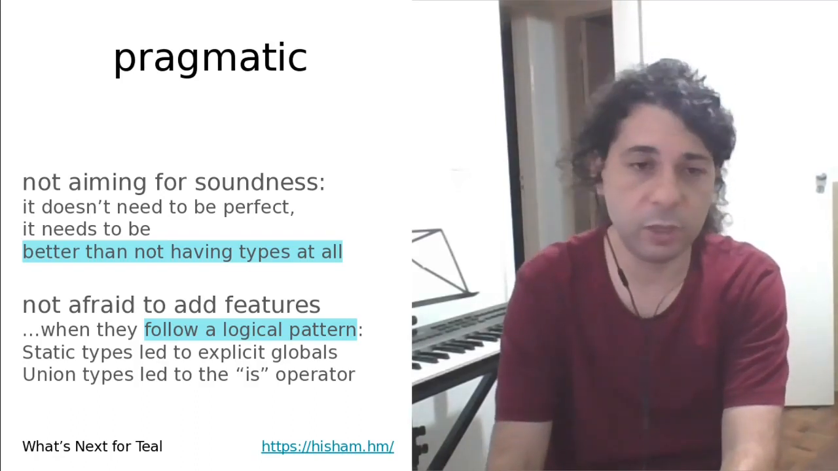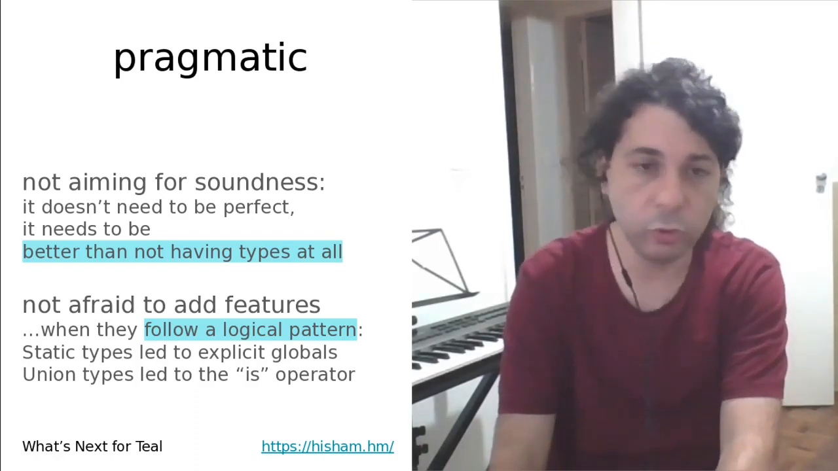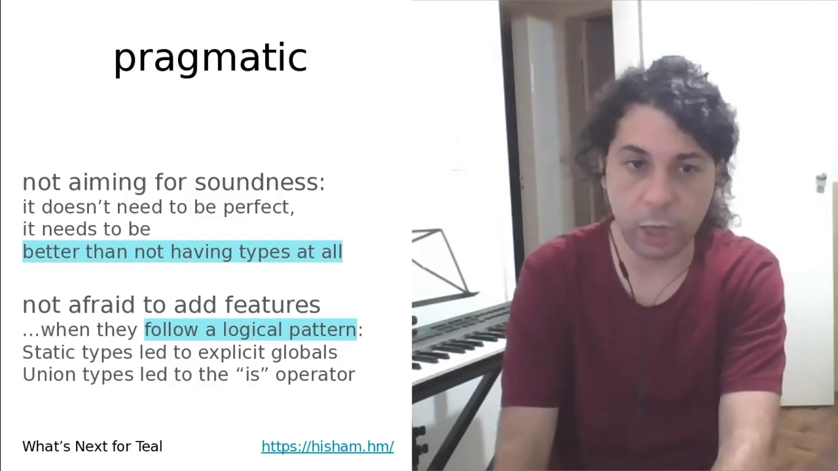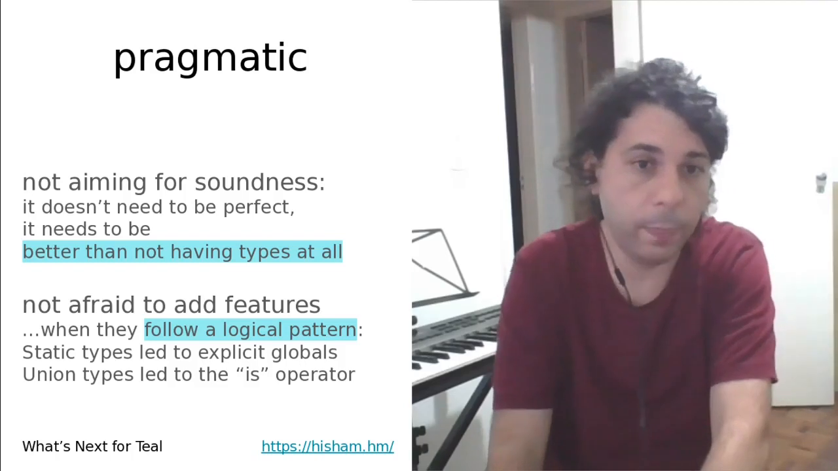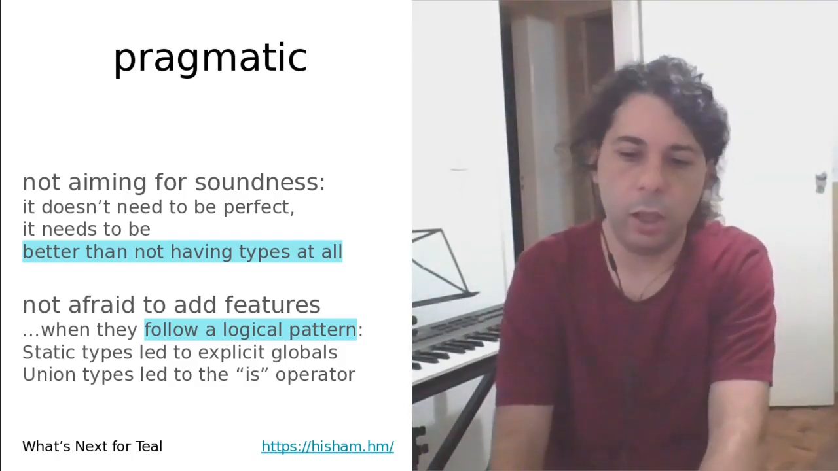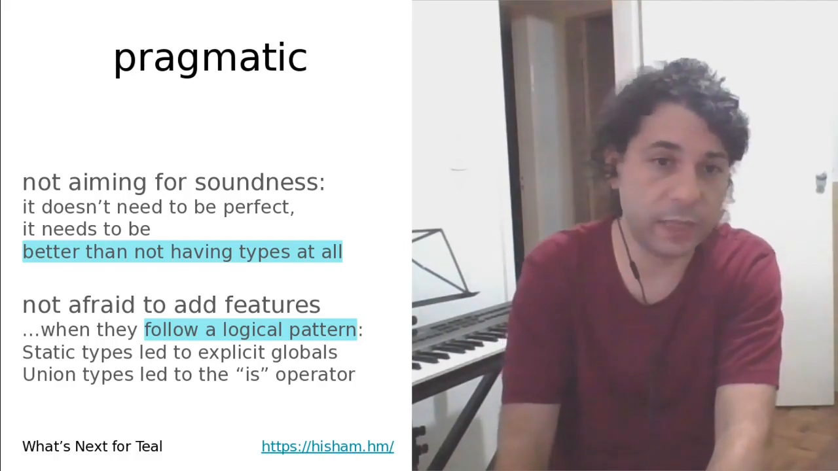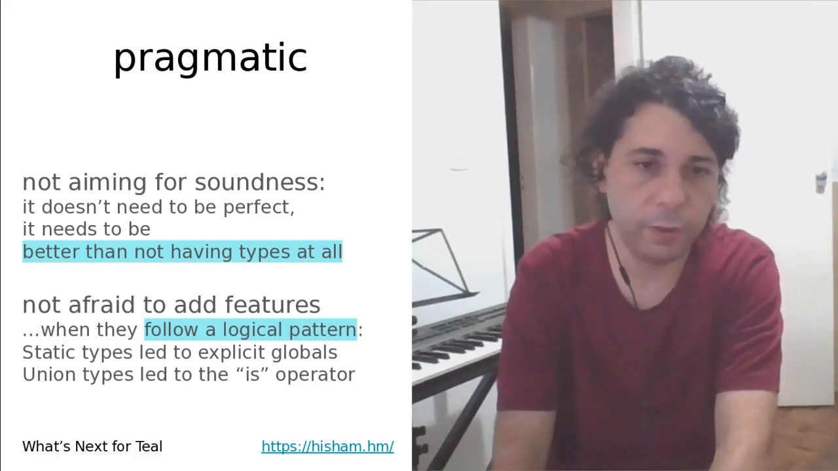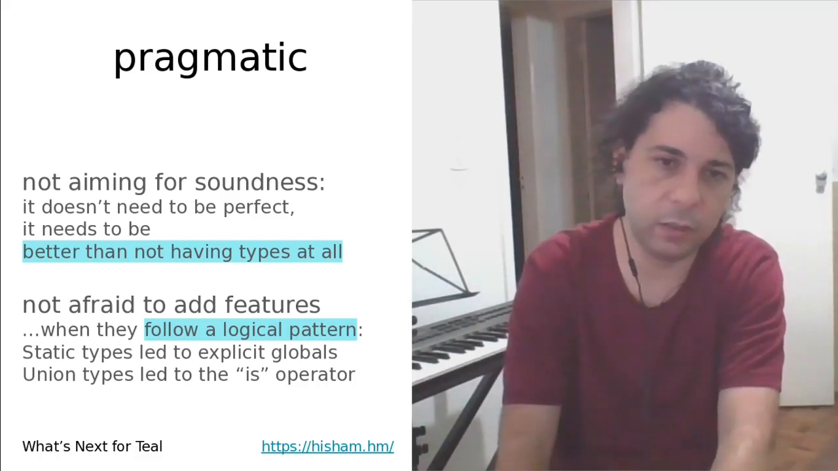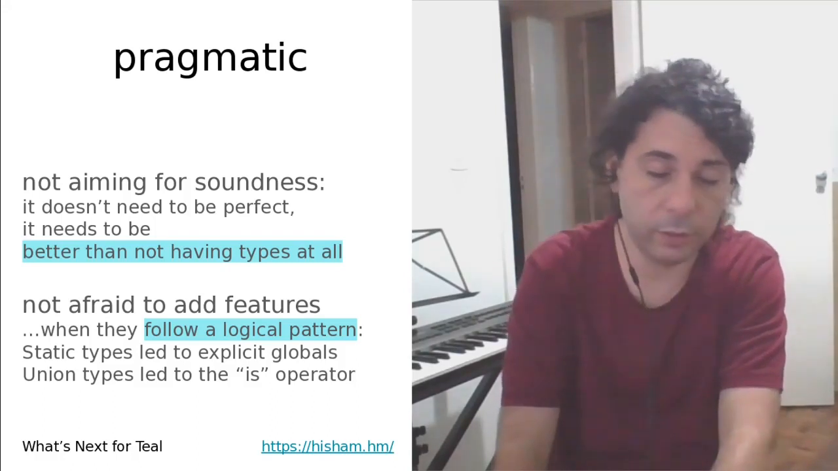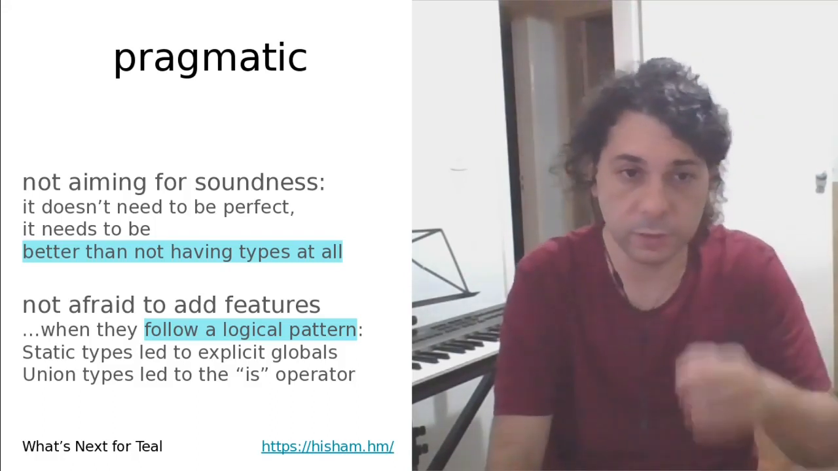And at the same time, in terms of language evolution, like Lua, Teal is not afraid to add features when they make sense, when they follow a logical pattern, right? The first premise of the language was adding static types. And once we had static types, the logical thing was, for example, to have explicit global declarations. And well, we added a keyword, and we added explicit globals.